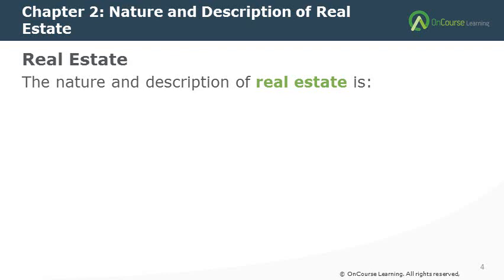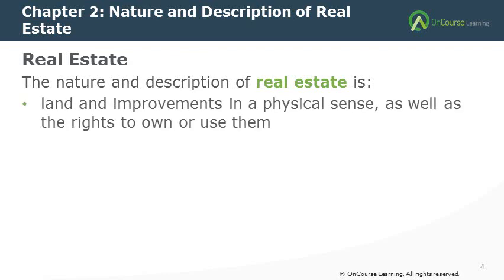The nature and description of real estate is land and improvements in a physical sense, as well as the right to own or use them. This is also known as real property. Real estate or real property is fixed, permanent, and immobile. We need a deed to transfer ownership of real estate from one party to another.